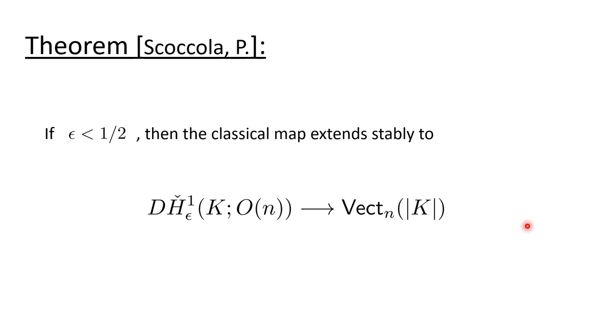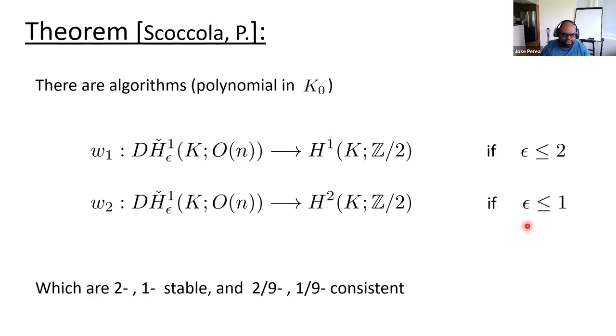So that's the first part of the theorem. We're able to associate vector bundles to these approximate cocycles. And then the second big theorem there is that we actually have algorithms to compute the Stiefel-Whitney classes, at least the first two Stiefel-Whitney classes of the appropriate vector bundles we're computing.